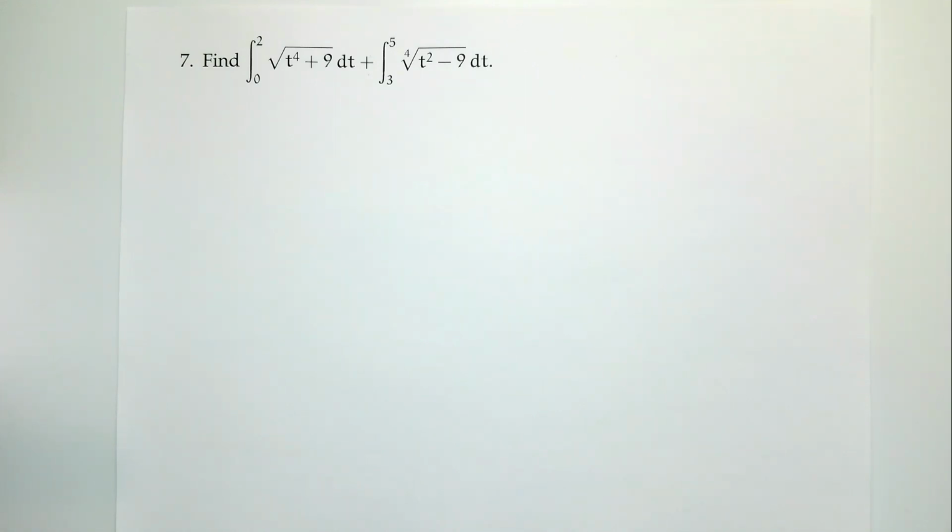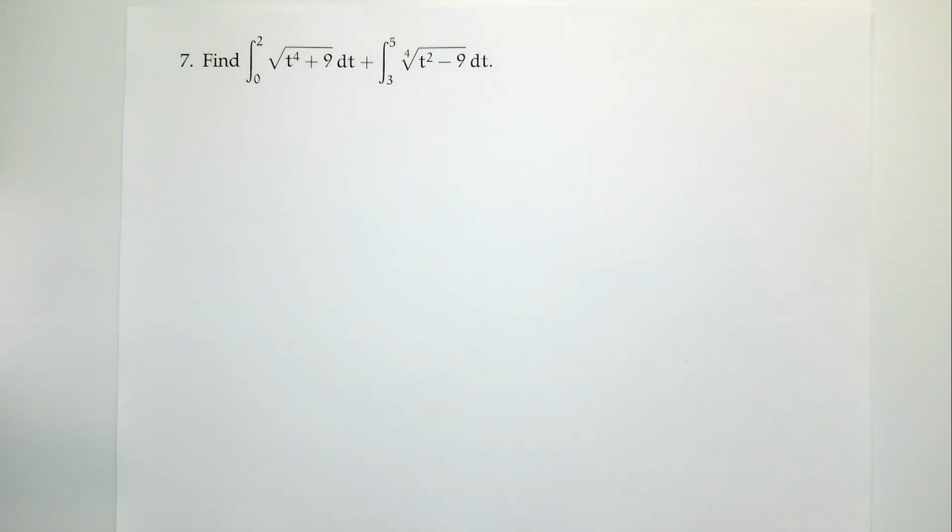But I will tell you that the way that it feels like you should do this problem is about the worst way possible to do this problem. So what's the best way? Let's talk about the best way to do this problem. Okay, so we're after some definite integrals. So the answer at the end of this is going to be a number. All right, so we're looking for the integral from 0 to 2 of the square root of t to the 4th plus 9, and the integral from 3 to 5 of the 4th root of t squared minus 9.